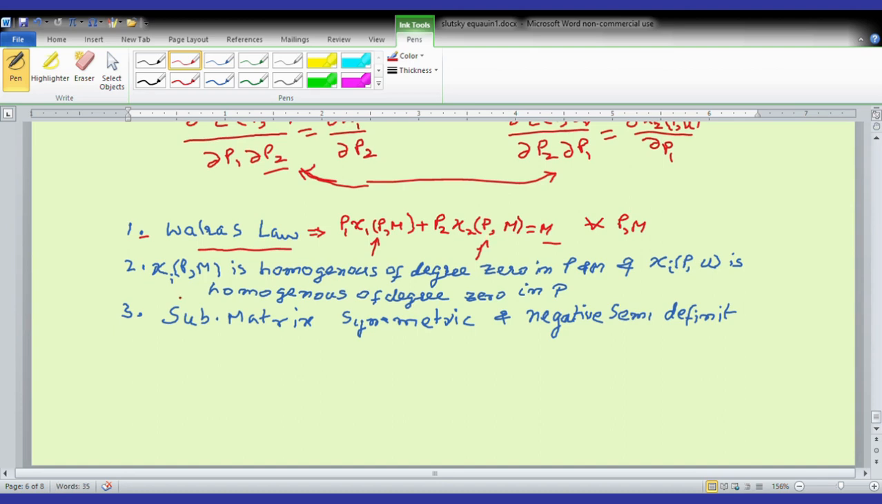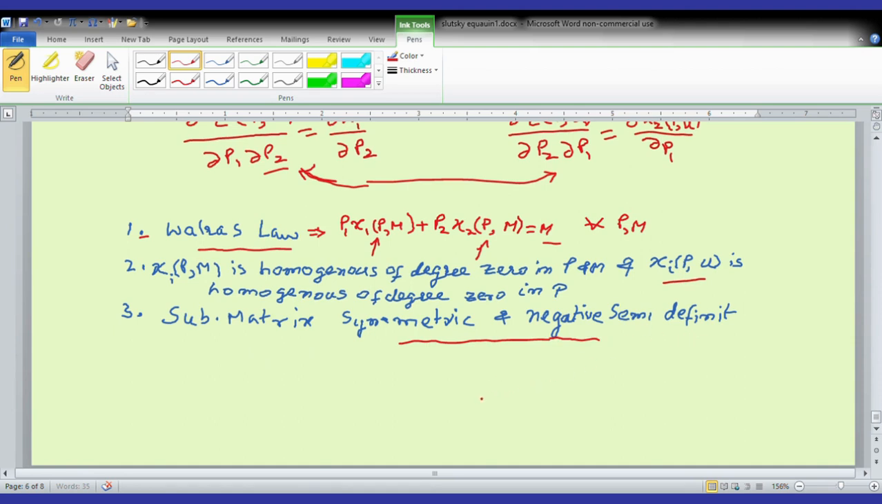And then we have this second property which follows from this discussion of ours, that Marshallian demand functions are homogeneous of degree 0 in income and prices, and Hicksian demand functions are homogeneous of degree 0 in prices. We have seen these properties in detail. The last property, which we have seen now because of our discussion on the Slutsky equation, is that the substitution matrix is symmetric and negative semi-definite.